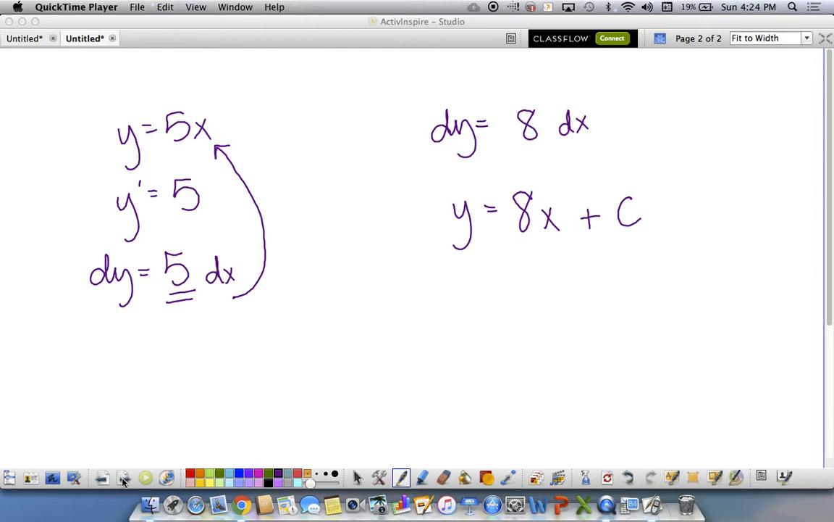If I took the derivative of y, would I get 8 or 8 dx? The derivative of 8x is 8. The derivative of any constant is 0. We get back to the beginning.